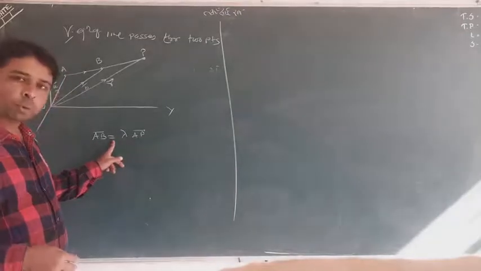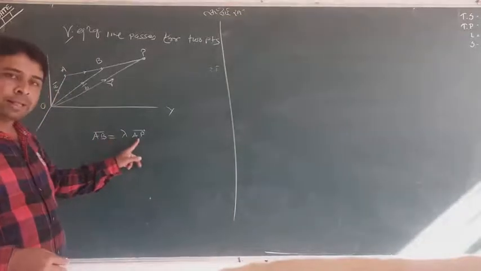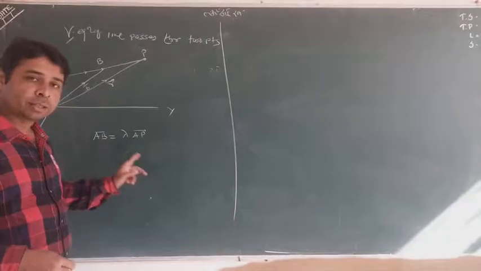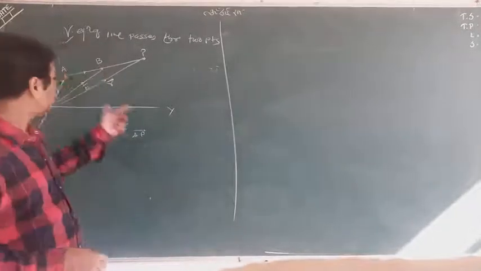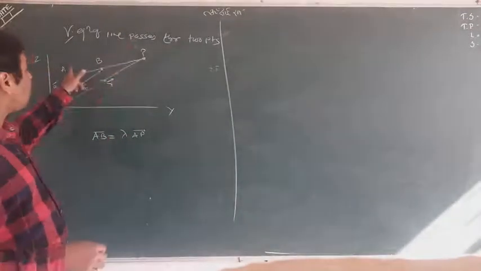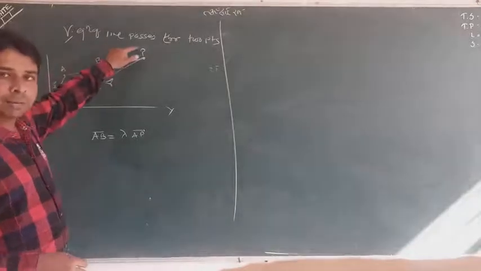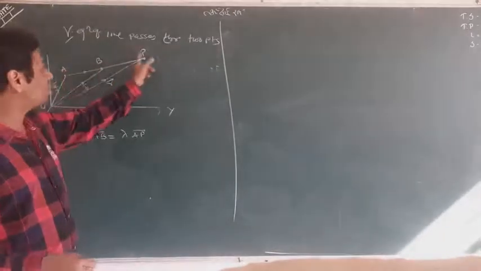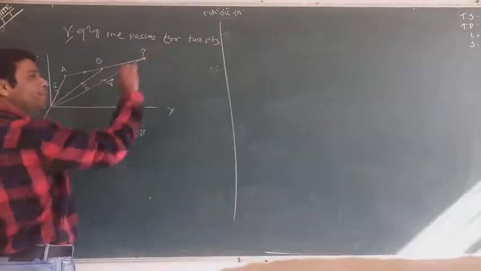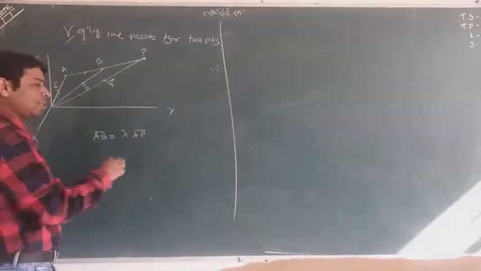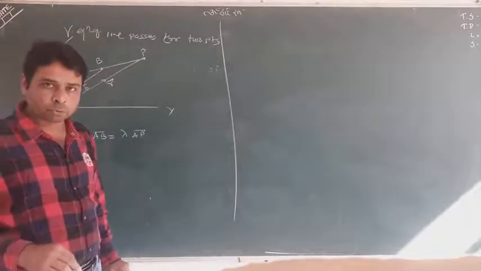In between we have an equal to sign. These two are parallel, but A is a common point. Then they cannot be parallel. They will be collinear. Can you see? So AB is some times of AP. Definitely AB is some times of AP. The directions are same. We can write this relationship between these two.